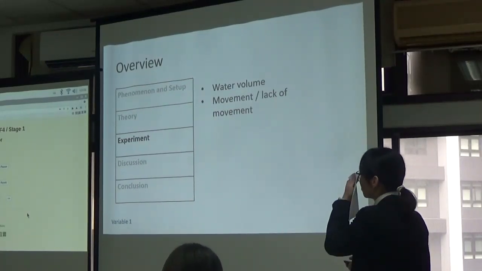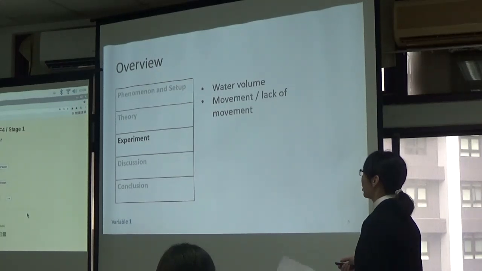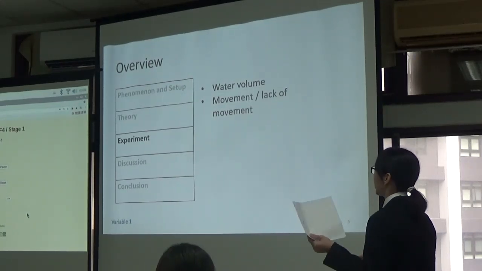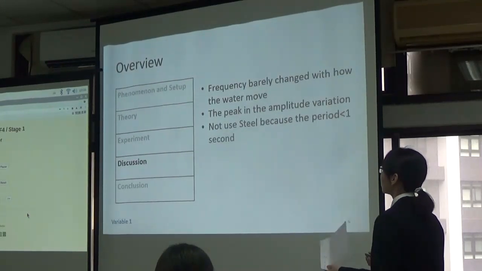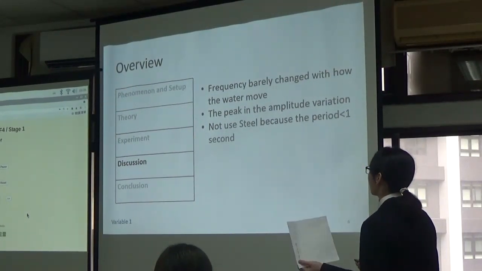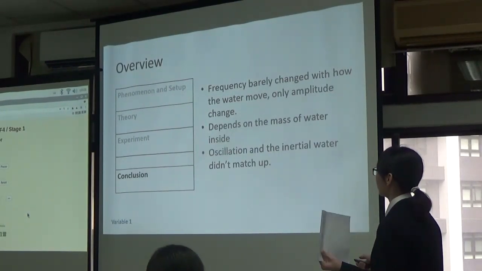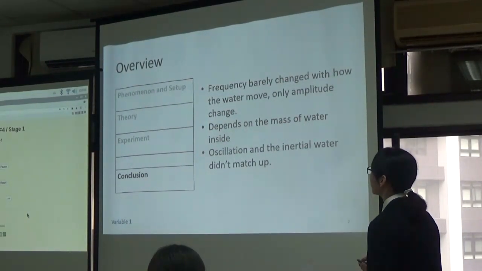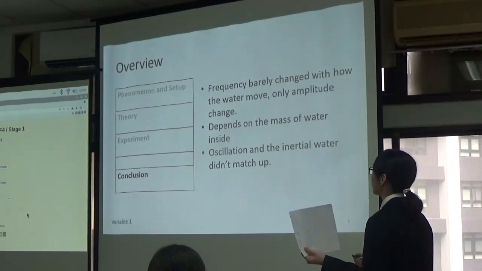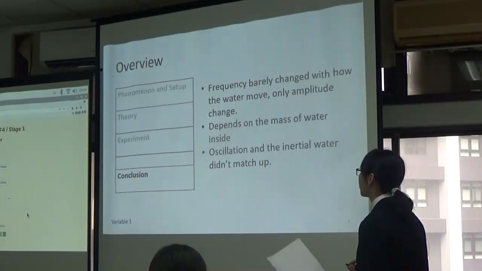And next one is the experiment. Their independent variables are the volume of water and movement or lack of movement. And the discussion: frequency varies with how the water moves. The peak in the amplitude vibration is not used for the still ball because the period is less than 1 second. And the conclusion is frequency barely changes with how the water moves. Only amplitude changes, depending on the mass of water inside. And the oscillation and the internal water didn't match up.